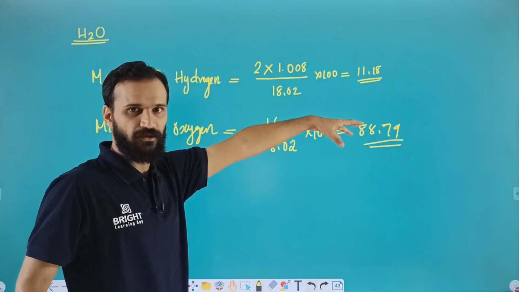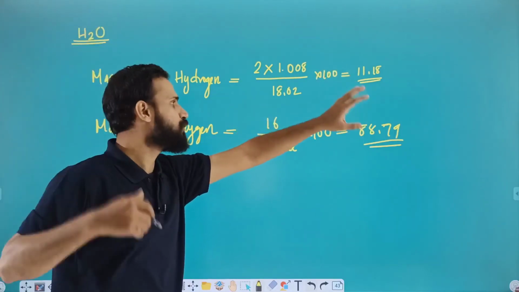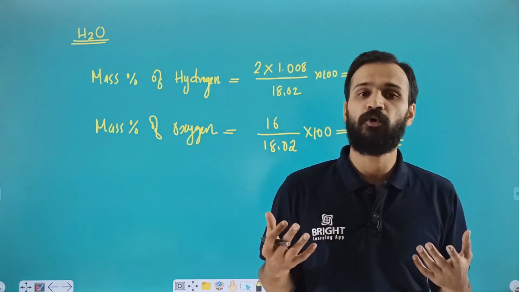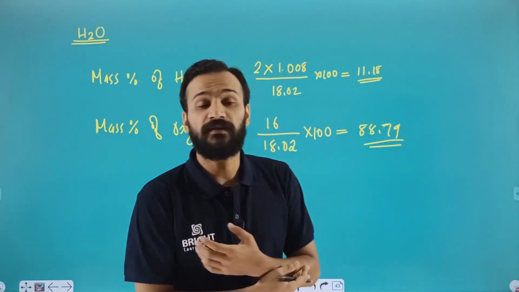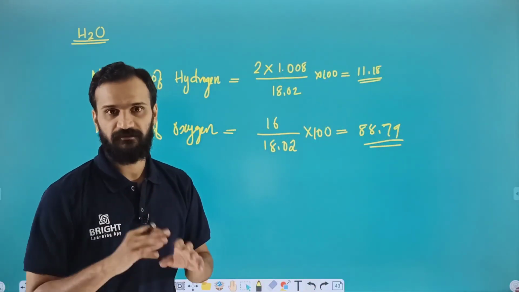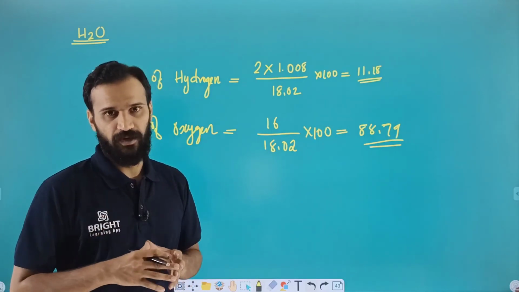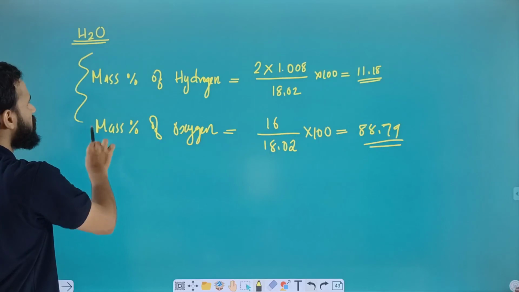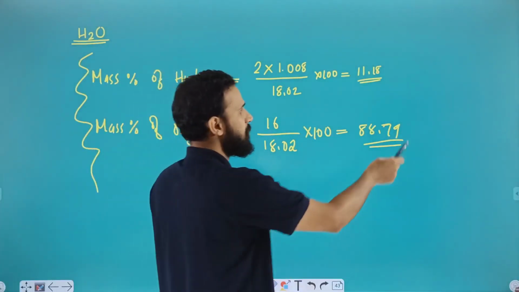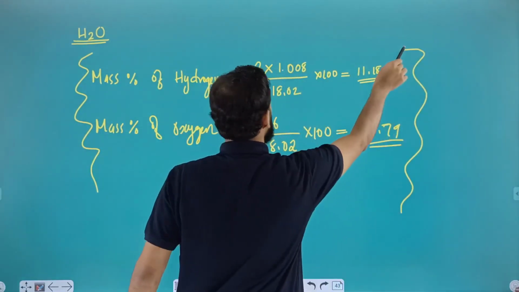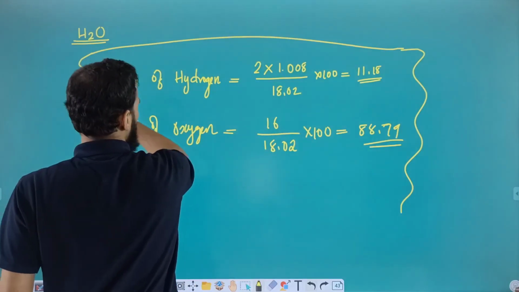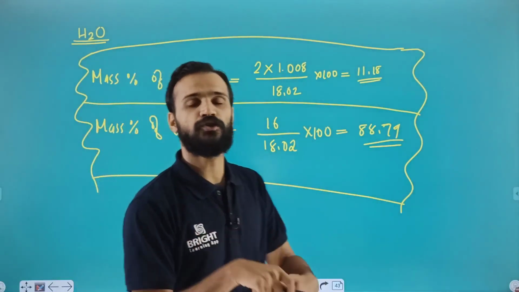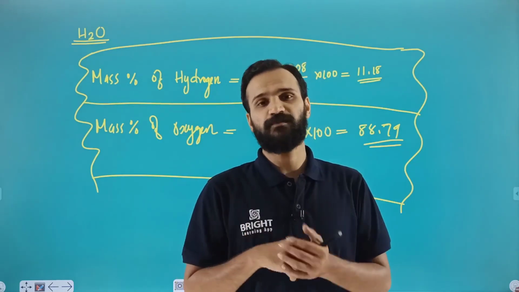If there are only two components, once you get the mass percentage of the first one, then you do not need to calculate the next. If you just subtract from 100, you will get the percentage of the second one. Sometimes there will be more than two components. In such cases, only the last one you will get by subtracting from 100. All the remaining ones should be calculated. So the equation you have to remember: to calculate the mass percentage of a particular element in a compound, take the mass of that particular element alone in that compound divided by the total mass of the compound, into 100. Then we will get the mass percentage.